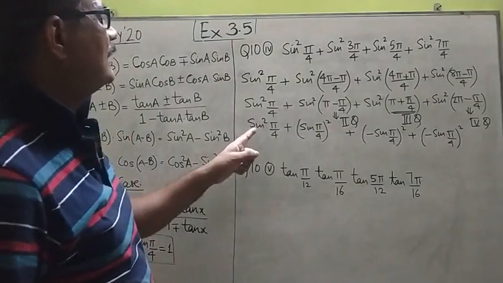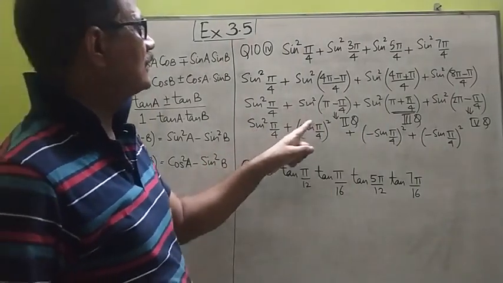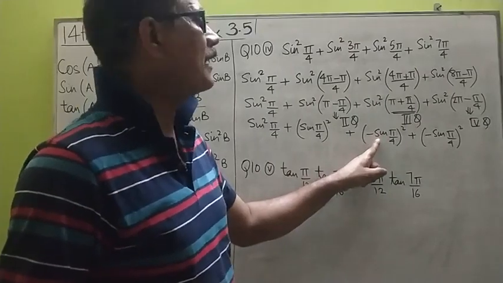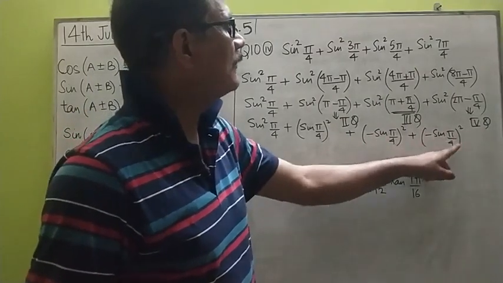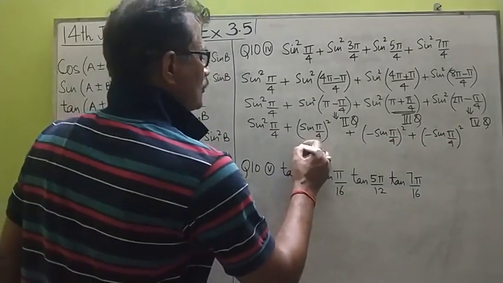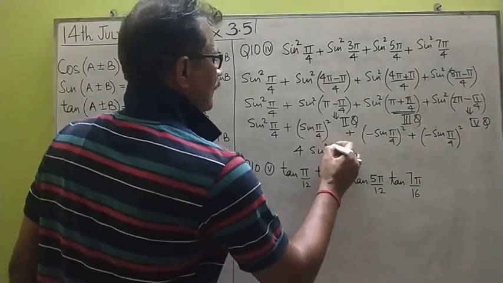Now, you can see that this becomes sine square pi by 4. This is also sine square pi by 4. Minus sine pi by 4 whole square is again plus sine square pi by 4. This is also minus sine pi by 4 whole square is plus sine square pi by 4. So how many sine pi by 4 are you getting? 4. So it becomes 4 times sine square pi by 4.